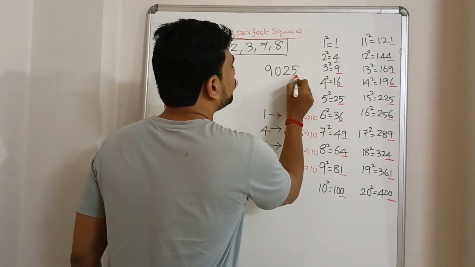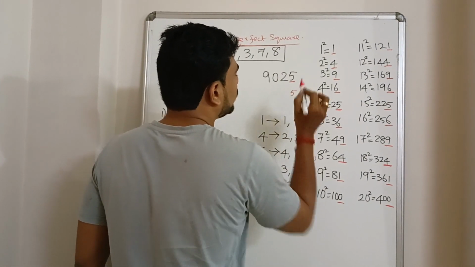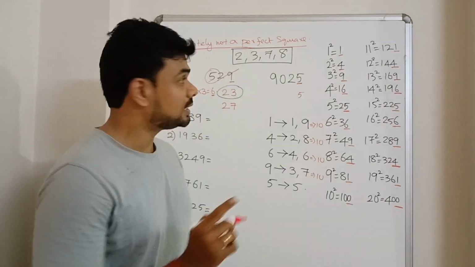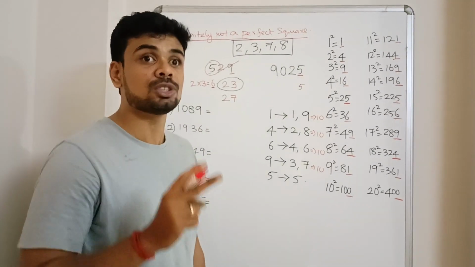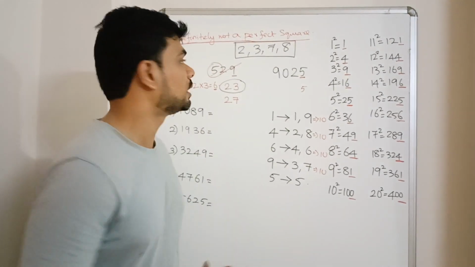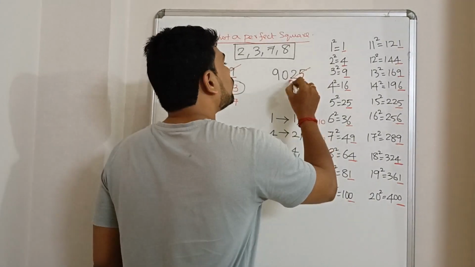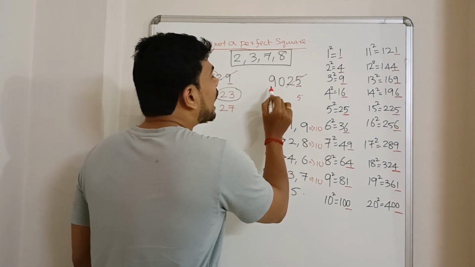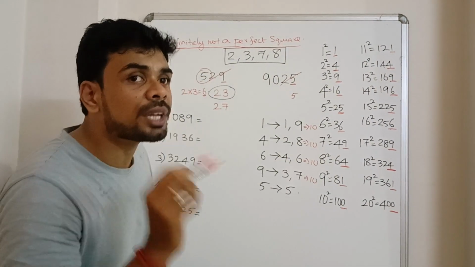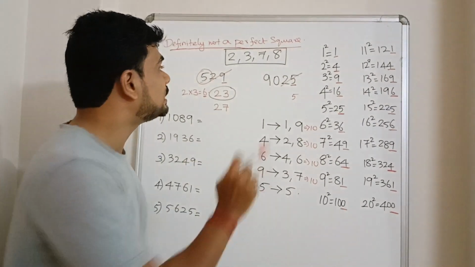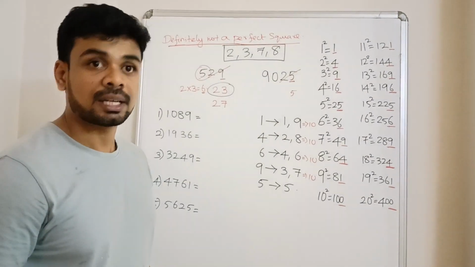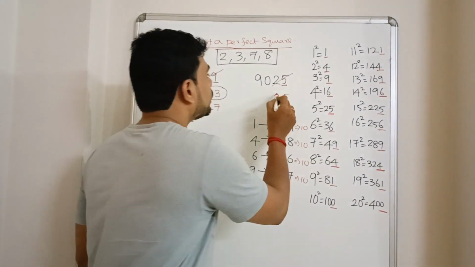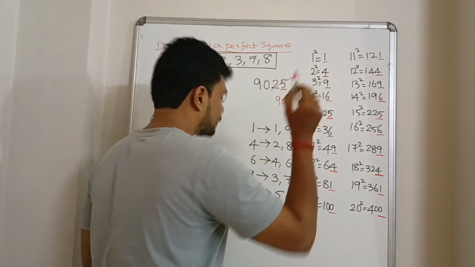The unit digit is 5, so the only possibility is 5. See guys, here there are no two possibilities because there are no two companions, only one companion is there. Then I am striking off 2 digits. Now I need to see the perfect square which is equal to or less than 90. 9 square is 81. So 95 is my answer.